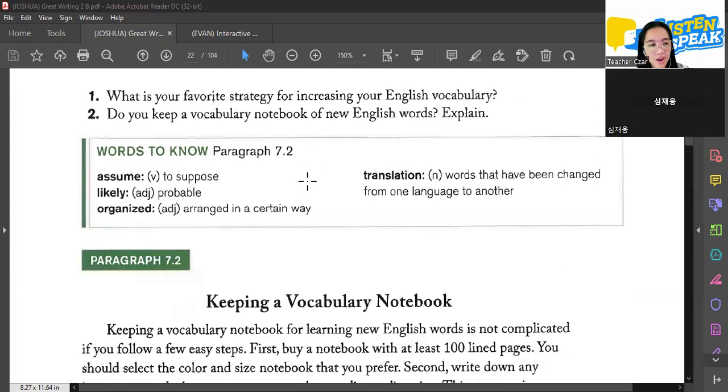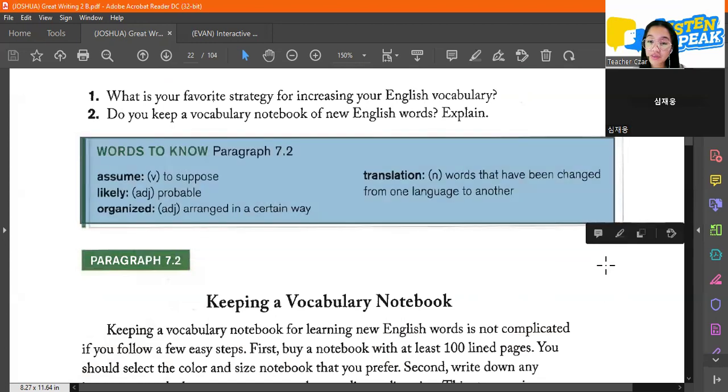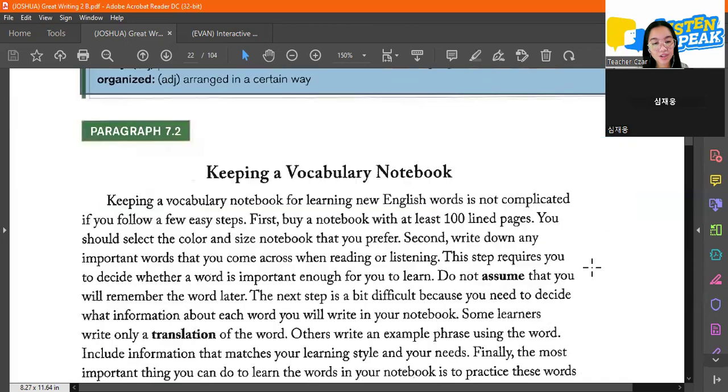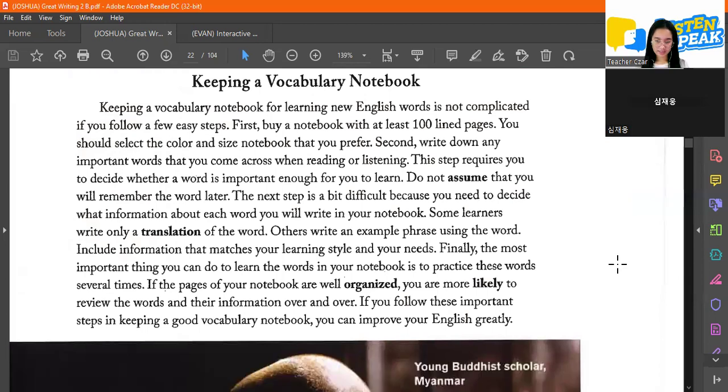Okay, so now let's move in here. Words to know. So you have here four words, which are assume or to suppose, likely, organized, and translation, which are words that have been changed from one language to another. Okay, so now before we move on to the paragraph 7.2, do you have any more questions about the words that you will be having? No. Okay. So if you don't have any questions, let's now read the paragraph. Okay, can you read this one?